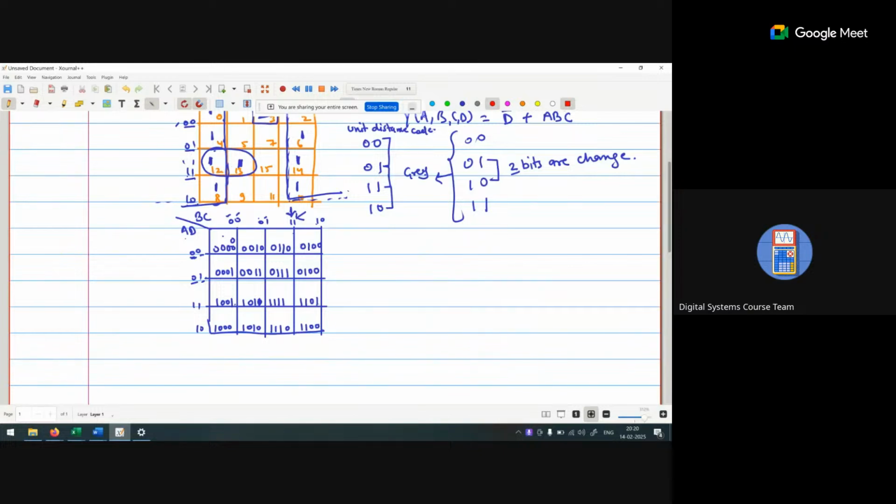Indexing. The index is 0, 2, 6, 4, 1, 3, 7, 5, 9, 11, 15, 13, 8, 10, 14, and 12.